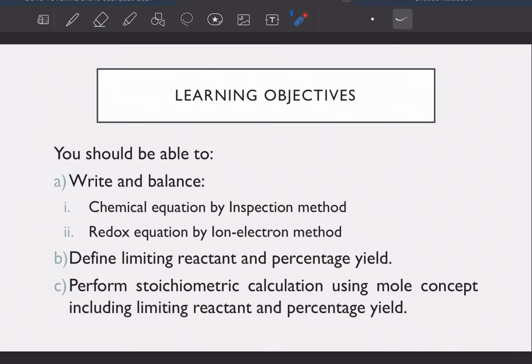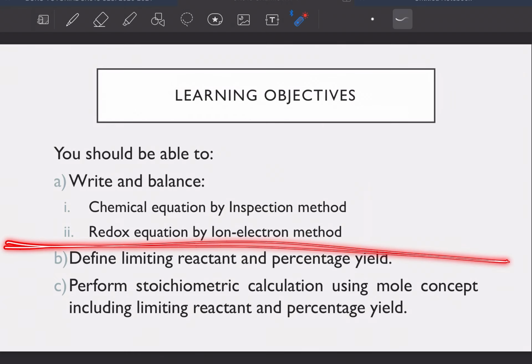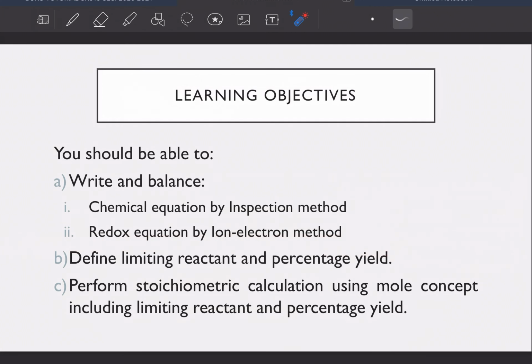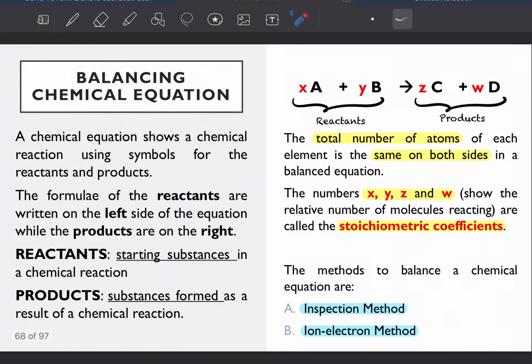So the first thing that we're going to learn today is this one first. This will be two parts. There will be part 1 and part 2 of the video, and we will go one by one so that you are not overwhelmed. Alright, so balancing chemical equation.